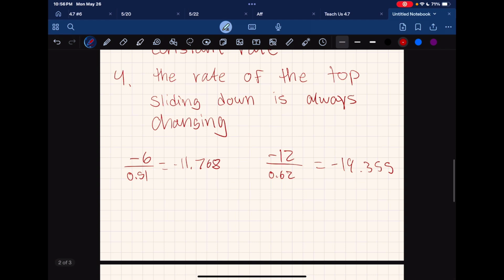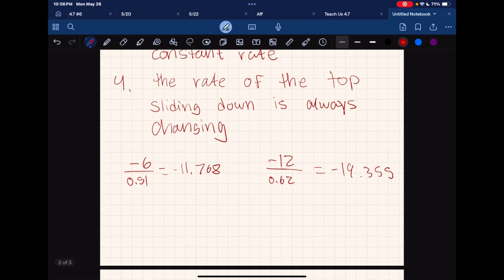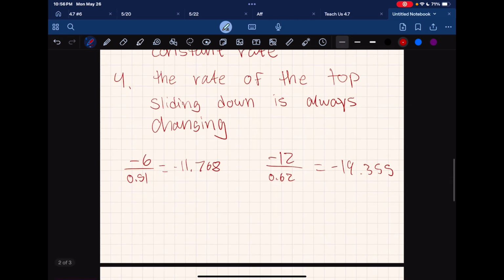So that just shows that the rate of y is not always going to be the same. So it's not going to give us the same answer that we get in the calculations because, you know, it's increasing all the time. So yeah, that's pretty much it.